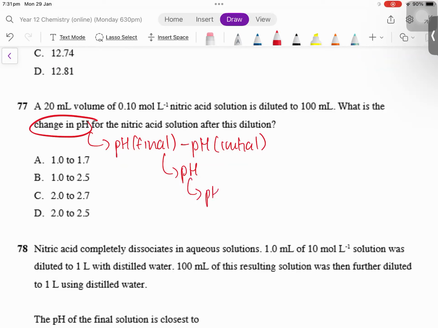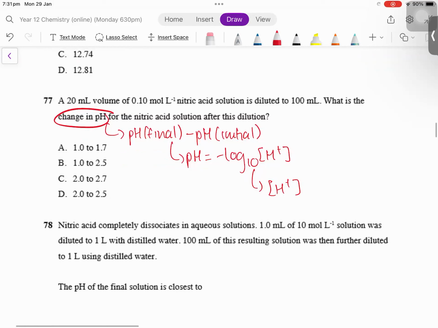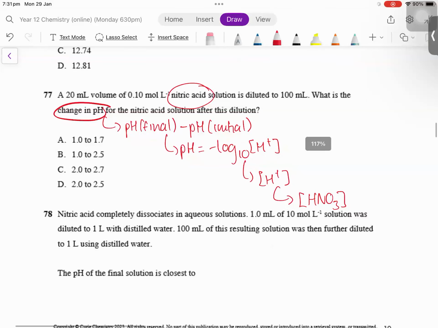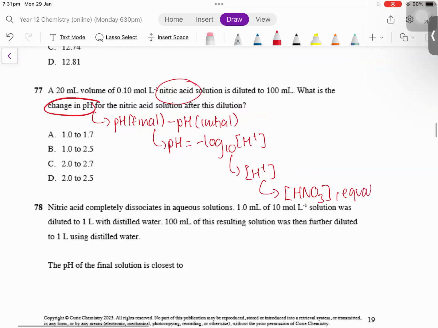Working backwards, pH is negative log base 10 of H plus. So I know that I need H plus. Working backwards, the question doesn't give me information for H plus. The question gives me information for the acid that produces the H plus. So working backwards, I realize I need the concentration of HNO3 as well as your chemical equation.